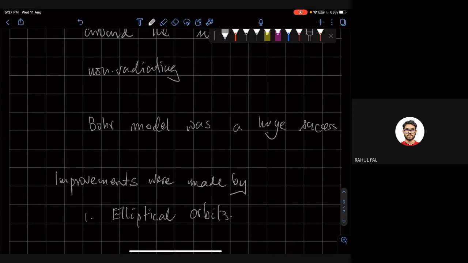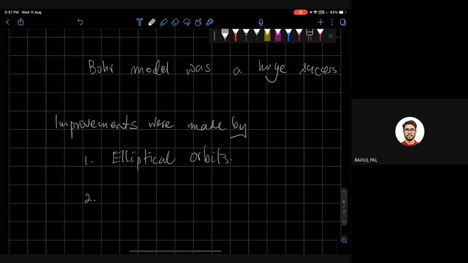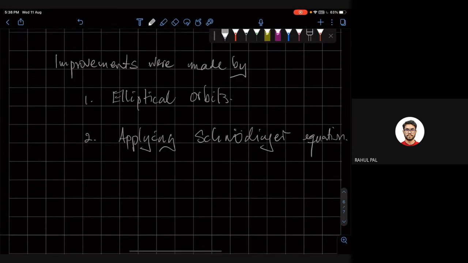And the other thing was, of course, the real success came through applying the Schrodinger equation, which is what we're going to do today. The Schrodinger equation doesn't require you to assume non-radiating orbits. You don't have to have a classical picture. There is really no classical rotation, so there is no need for classical electromagnetic radiation coming out.